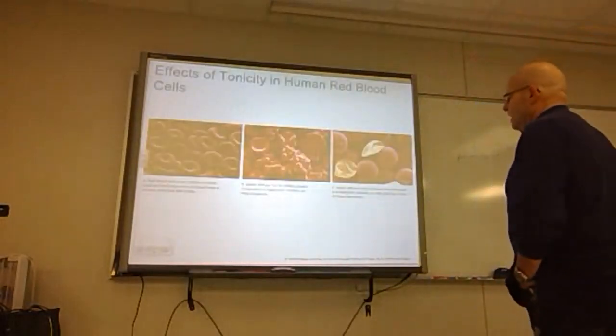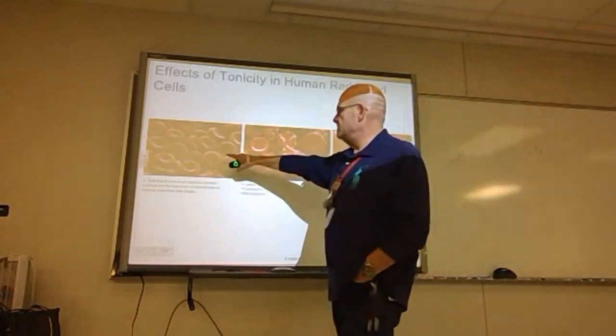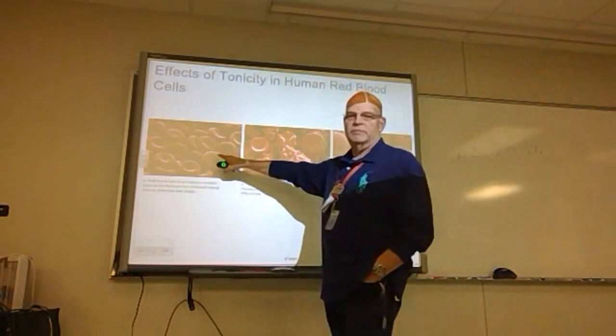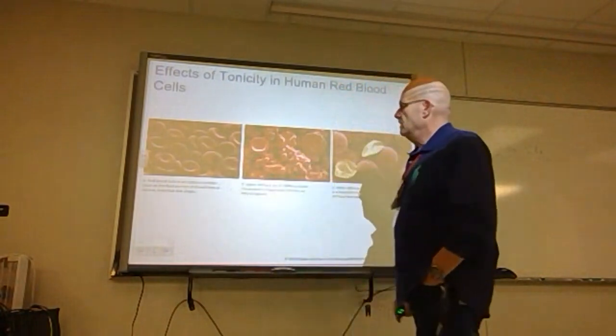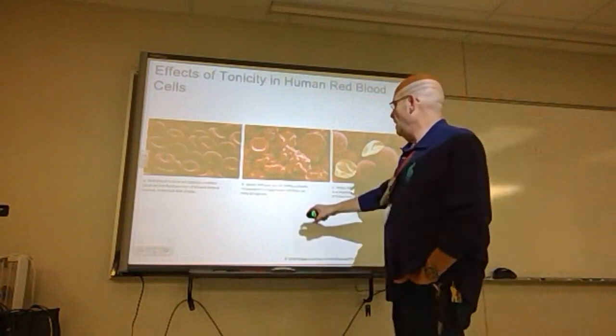This is an example of what happens in red blood cells. This is a normal red blood cell. These are in isotonic solution. That's what a red blood cell is supposed to look like. You see it's a little disc that's been pinched in the middle.